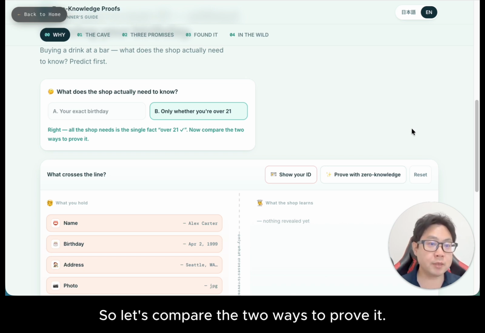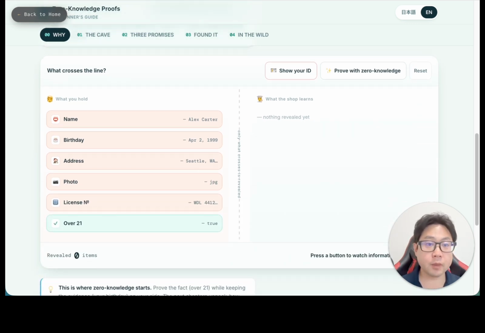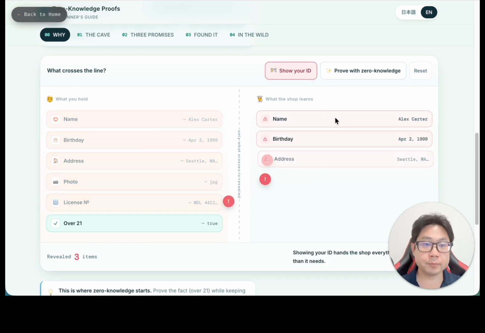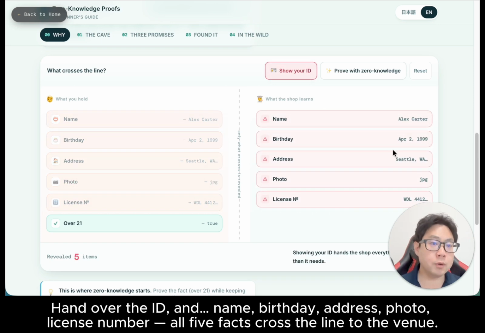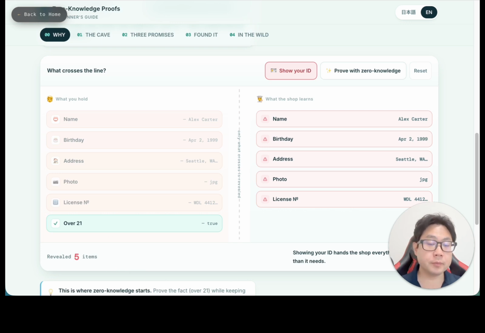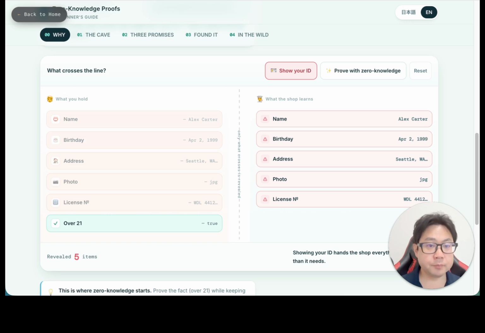So let's compare the two ways to prove it. Here is the normal way. Hand over the ID and name, birthday, address, photo, and license number. All 5 factors cross the line to the venue. Look at the counter, bottom left. Revealed equals 5. Just to check your age, that's way too much.